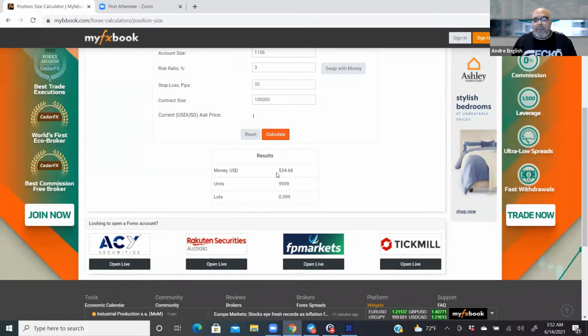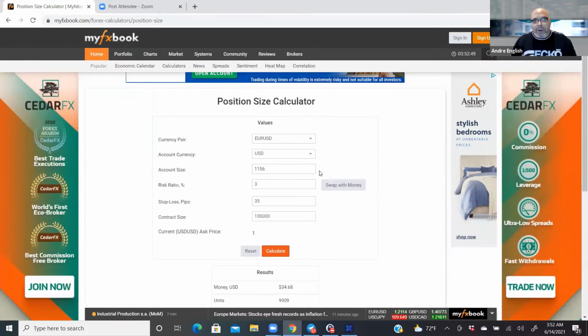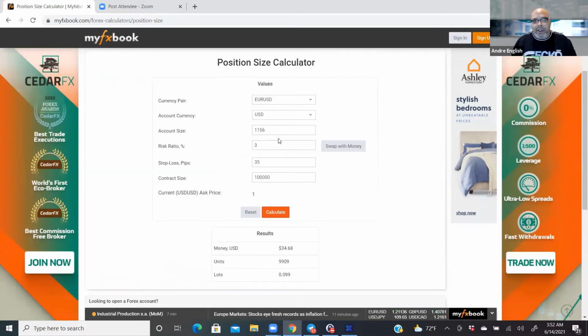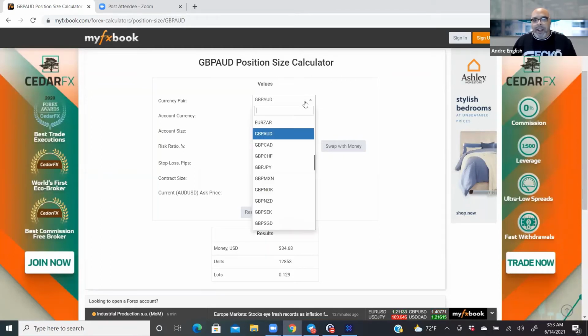Very, very important. Now watch this. Why is this important? Well, because every currency pair is actually slightly different. So let's go down here and change this. What happens if instead of Euro USD, we went to GBP AUD? You notice that we got a 12-cent lot size, almost a 13-cent lot size, that we can use for the same trade, for the same amount of money. It's a different currency pair, but it's the same risk. So every pair is different.